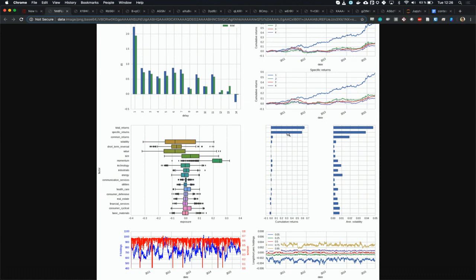I'm not going to go through the full detail, but this is basically what I'm going to look for in these other tearsheets, so that we all know what these different plots mean.